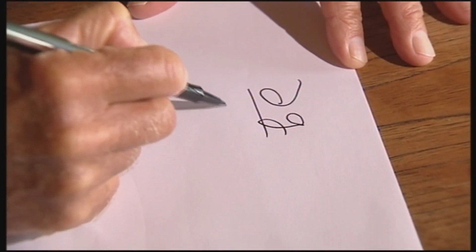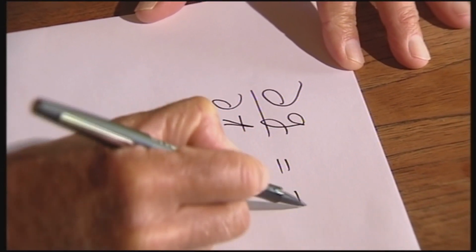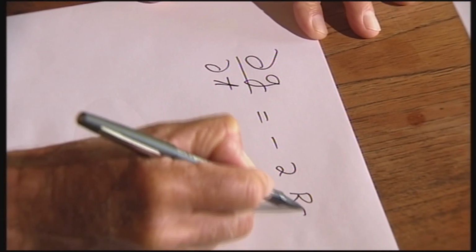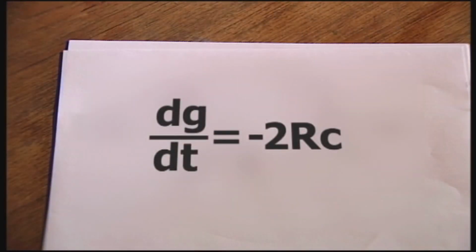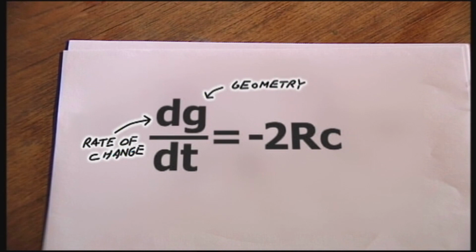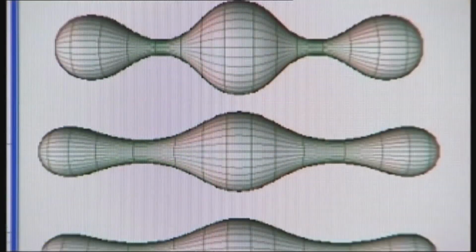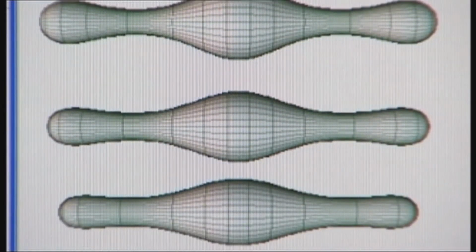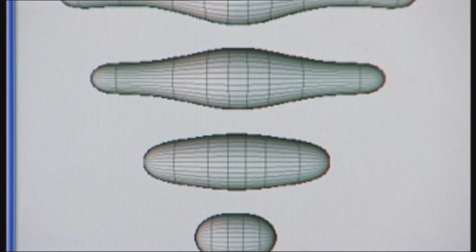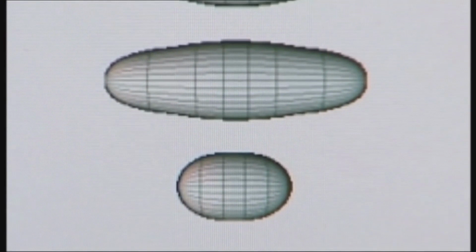dg/dt equals minus twice Ricci. These d symbols here represent the rate of change. g represents the geometry, and Ricci represents the Ricci curvature. You have some odd shape that you start with, and then you run this flow, and then it turns into something that's very uniform with an equal curvature.